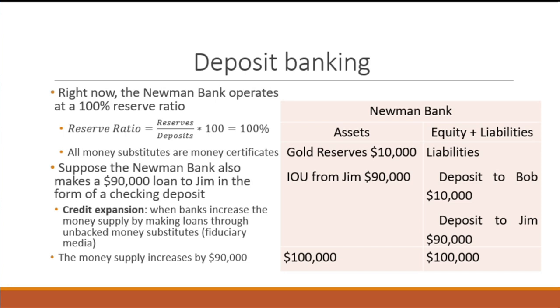If you've noticed, right now there's $100,000 of claims to only $10,000 of gold reserves. $90,000 are basically unbacked. If everyone wanted to redeem all of their deposits for gold, the Newman Bank would be unable to do this. Furthermore, it's important to note that the money supply, at least right now, has increased by $90,000, because Bob's cash balance is still $10,000, and Jim's cash balance has gone up by $90,000. So just like that, the bank has been able to increase the money supply. This is what's known as deposit banking, and more specifically, fractional reserve banking.